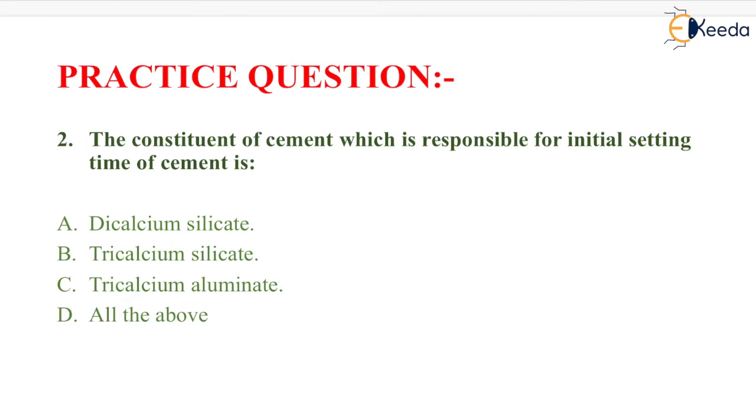The question is given as: the constituent of cement which is responsible for the initial setting time of cement is. The options are dicalcium silicate, tricalcium silicate, tricalcium aluminate and all the above. Now we know that tricalcium aluminate rapidly reacts with water and generates high heat of hydration, and it is responsible for flash setting of the cement. So tricalcium aluminate is responsible for the initial setting time of cement. So option C is the correct answer. That is all about this numerical.